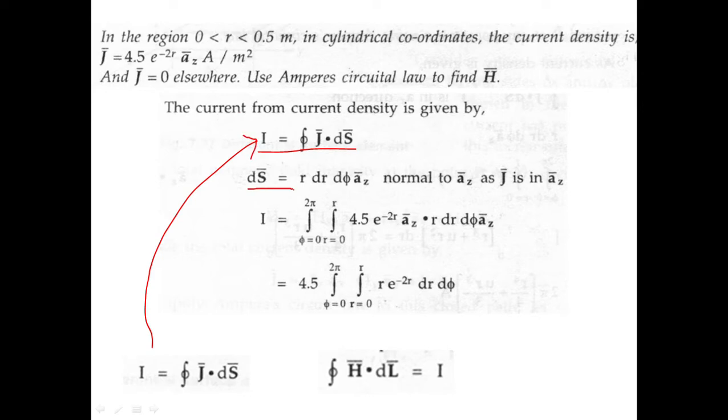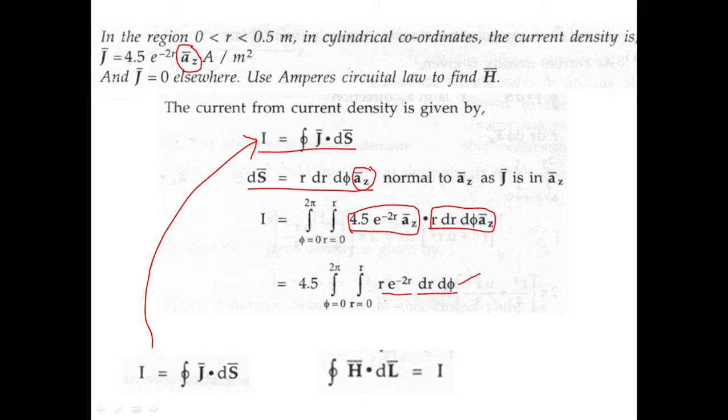So ds will be equal to rho dr d phi az. Whichever is az in cylindrical coordinate system, that surface I'm taking, because we have az in the question for J also. Now I vector will be J vector dot ds vector. az dot az will be 1, and 4.5 is a constant, so it is written outside. Phi is between 0 to 2 pi, r is between 0 to r, so we keep it as r itself. So it will be r e power minus 2r dr d phi. This is the equation we got.